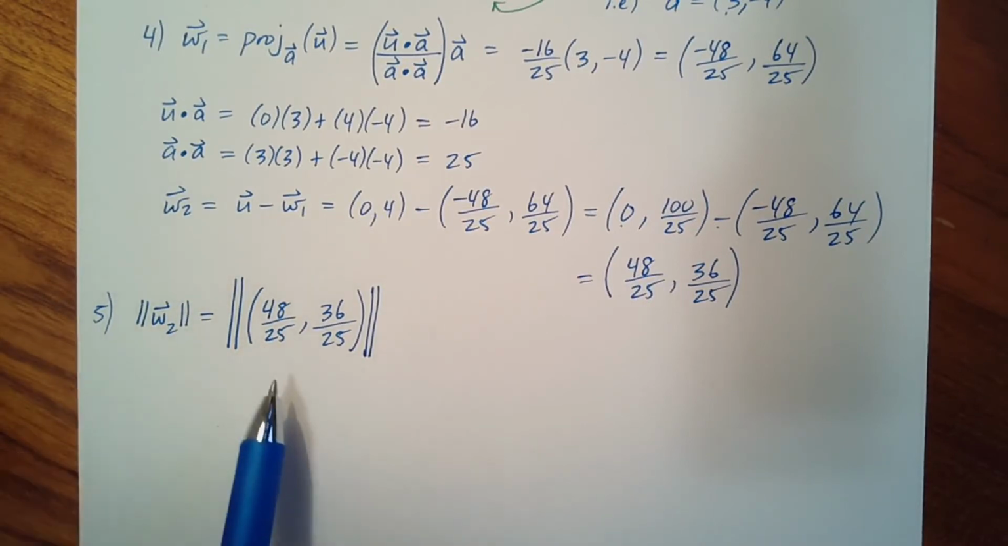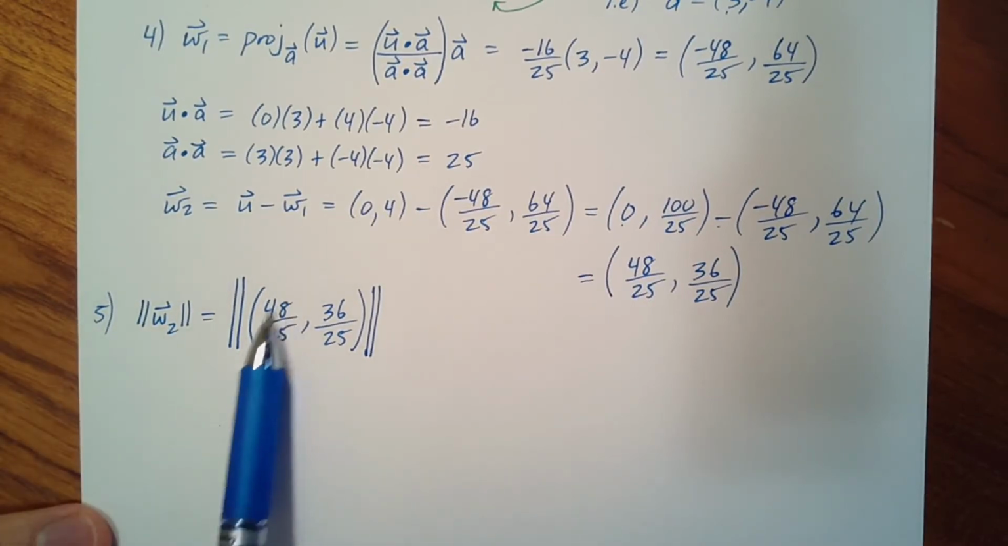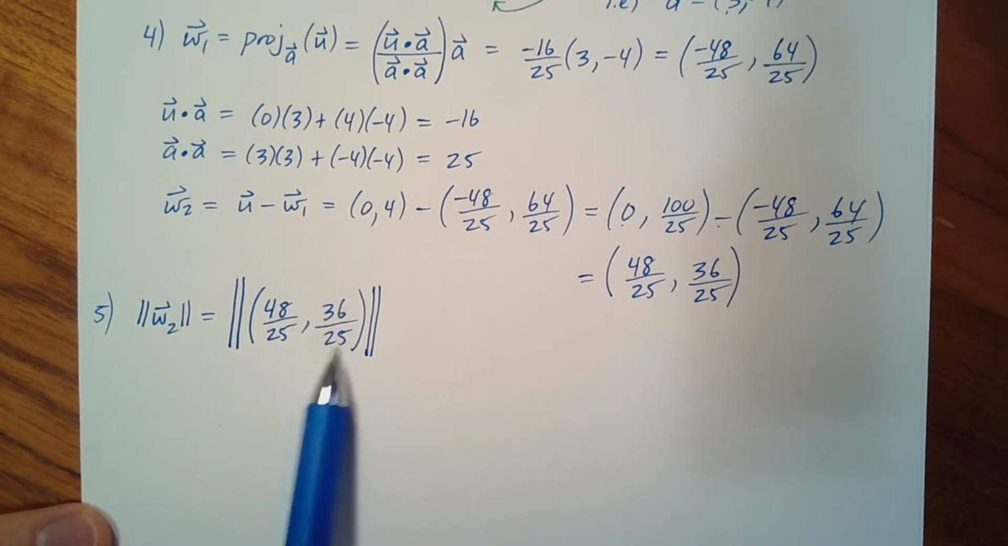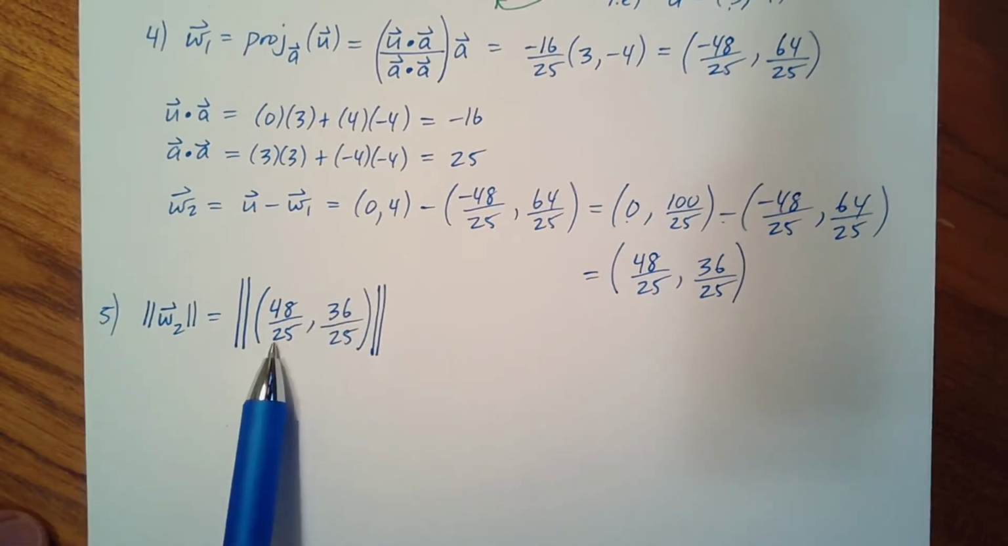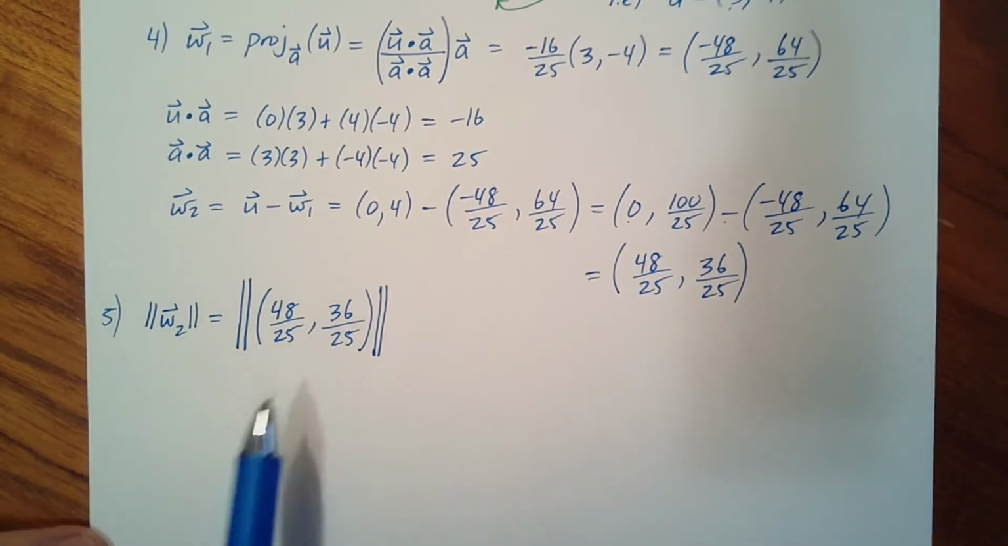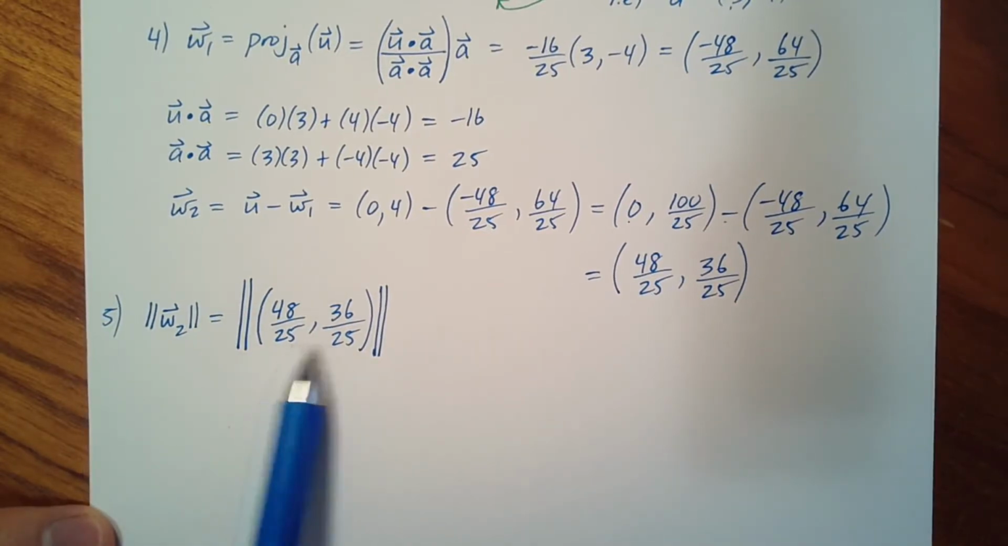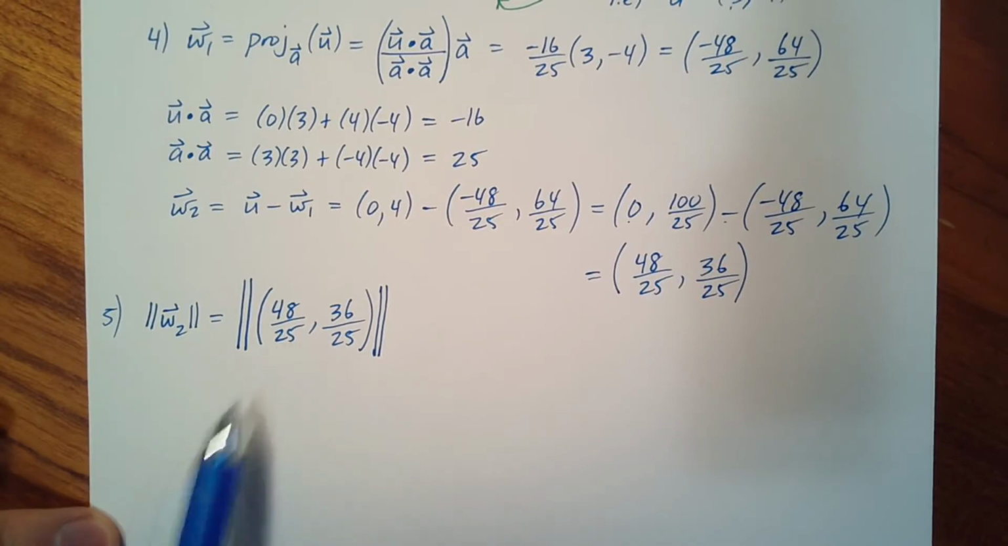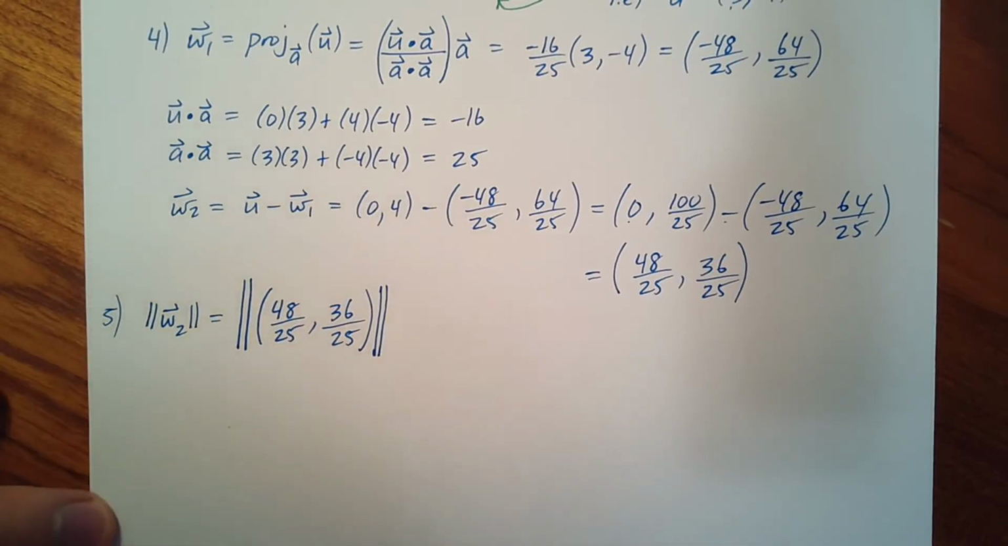Okay, now I could just take the square root of this number squared plus this number squared, but that's a fraction with a fairly large numerator and denominator, and then you're going to square those fractions. Things are going to blow up, and it's going to get more complex than it needs to be. Notice that we have a common factor between these coordinates: they both have the denominator 25.